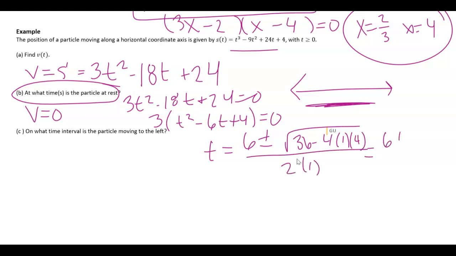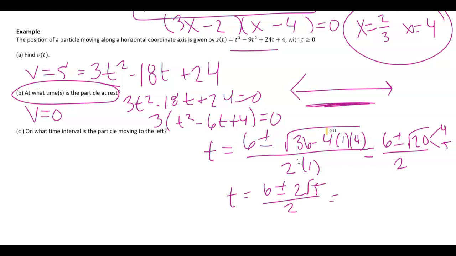And I get 6 plus or minus, looks like the square root of 20 over 2. See, this is 4 times 5, so 2 root 5 over 2, or 3 plus or minus the square root of 5. Now, if I go back to my number line, because then my next question here is going to ask, when is the particle moving to the left?